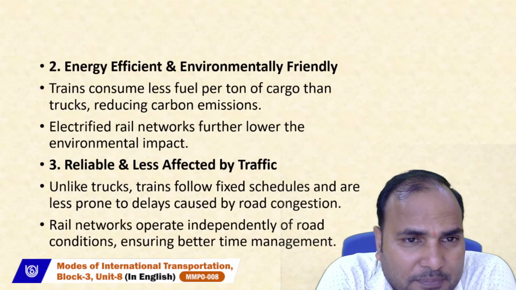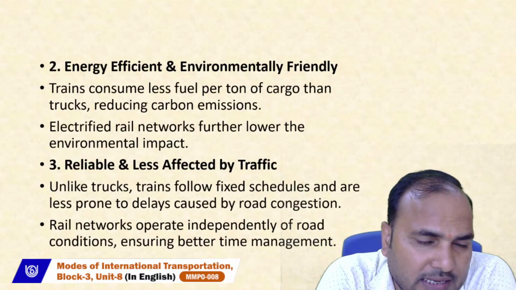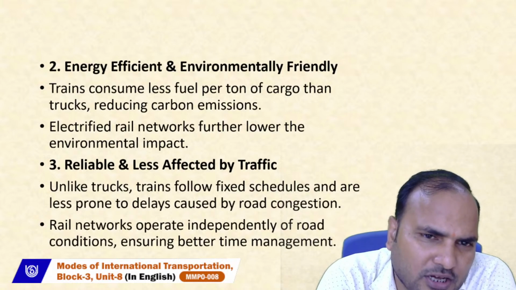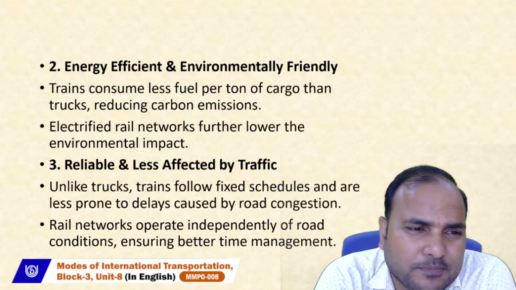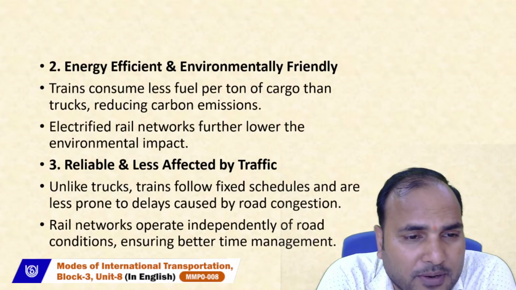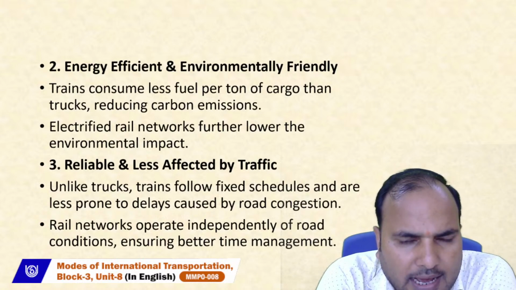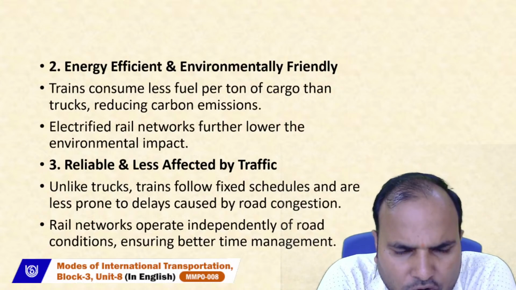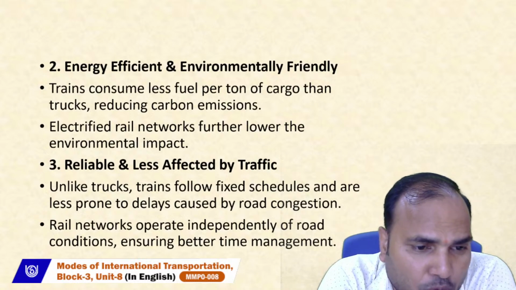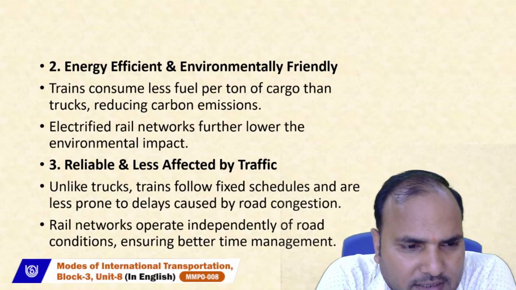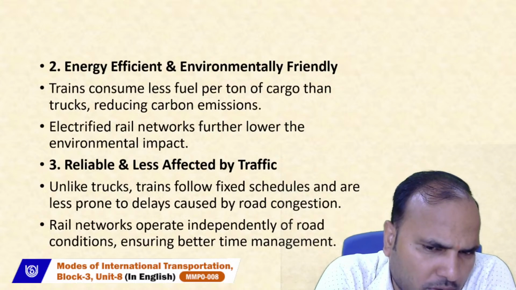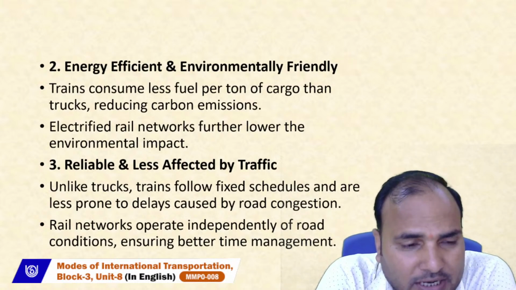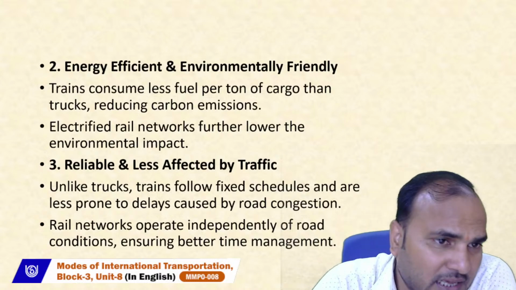Second is energy efficient and environment friendly. Trains consume less fuel per ton of cargo than trucks, which reduces carbon emissions. Electrified rail networks further lower the environmental impact. Another point is reliable and less affected by traffic. Unlike trucks, trains follow fixed schedules and are less prone to delays caused by road congestion. Because it has a fixed schedule, a fixed time, rail networks operate independently of road conditions, ensuring better time management. So it is reliable and less affected by traffic.